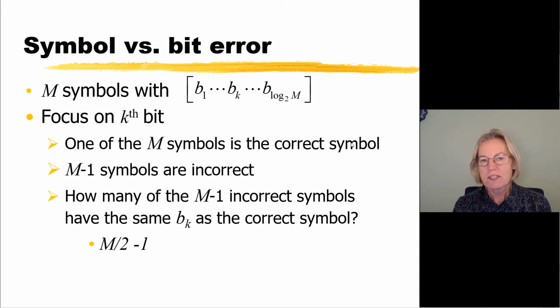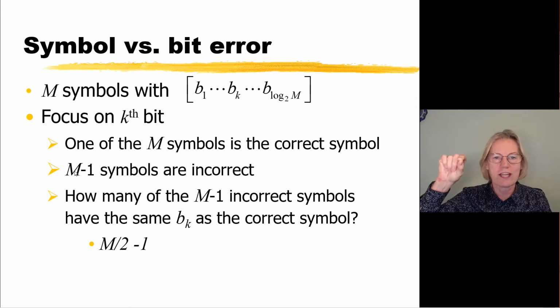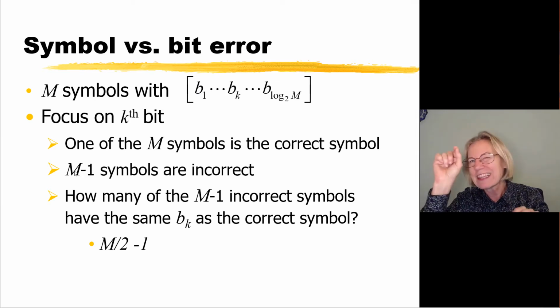One of the symbols is the correct symbol, and that means that all the other ones, m-1 symbols, are incorrect symbols. And among these m-1 symbols which are incorrect in their vector, how many of them happen to have the same bit in position k? So I think about, there's one symbol I'm looking at here, there's all the other symbols in the constellation, and all of these other symbols, I look at the vector of bits assigned to each one of these other symbols, and I start looking at the kth bit.